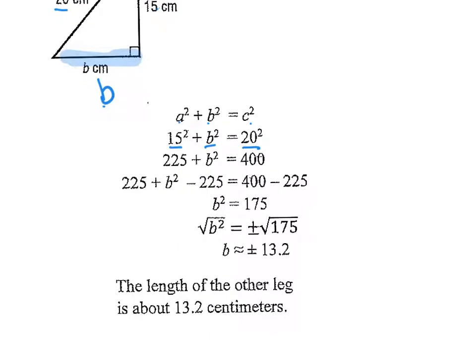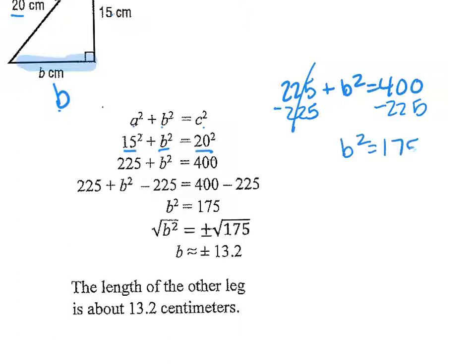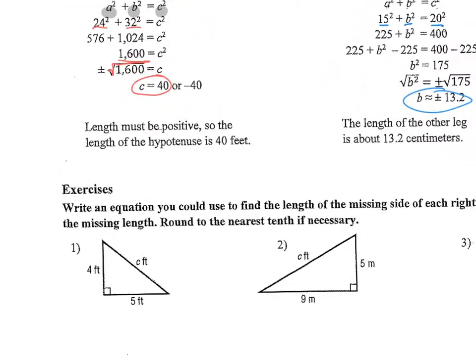And then you're going to solve like you would solve an equation. If we've got 225 plus b squared equals 400, how would you solve it? It's a one-step equation. You would subtract 225 from each side. So b squared is 175, and then are you done? No, there's one more step. B equals the square root of 175, which is 13.2. So those are worked out for you, so you can go back and look at those.